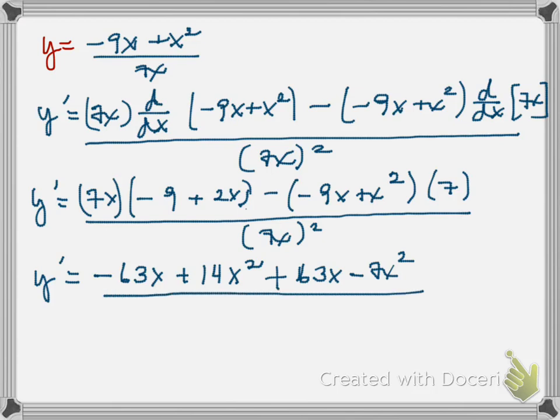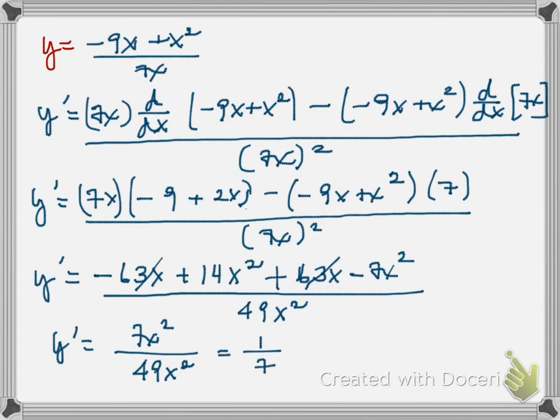Now this denominator actually can be simplified. 7 squared is 49, x squared is x squared. The 63x's are going to cancel. 14x squared minus 7x squared is 7x squared, over 49x squared. And simplifying that, we get 1/7. And this is our derivative.